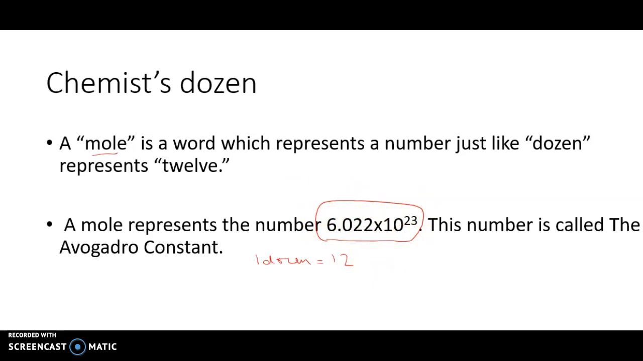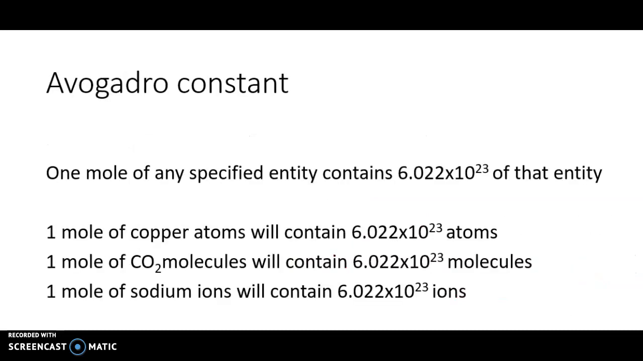This big number is called the Avogadro constant. When you write this number in the exam, you've got to be careful that it is 10 to the power 23. Remember, this number is the superscript, so you've got to keep it at the top. And this is a very big number, indicating how small the particles are.